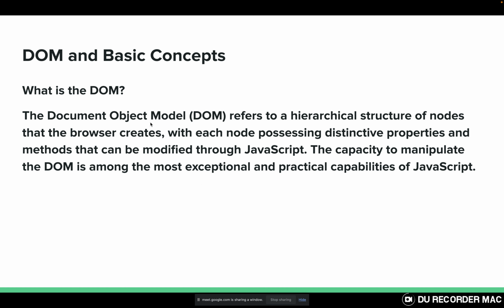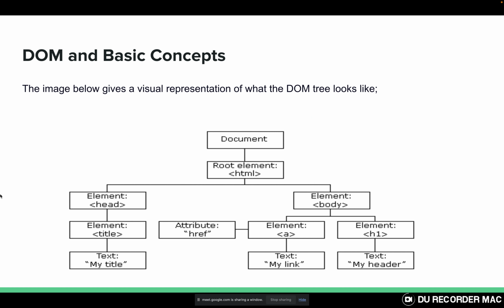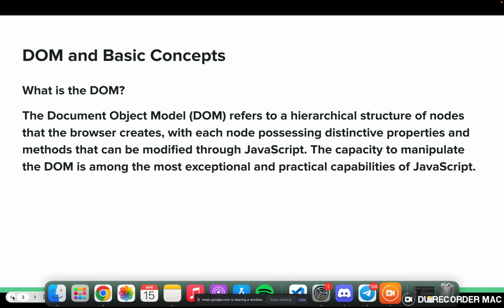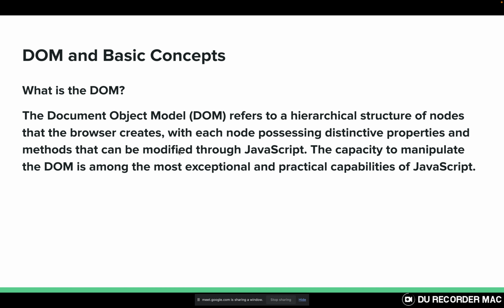So the document object model refers to a hierarchical structure of nodes that the browser creates, with each node possessing distinctive properties and methods that can be modified through JavaScript. The capacity to manipulate the DOM is among the most exceptional practical capabilities of JavaScript. So basically, if you think about your web page, for JavaScript to be able to access your web page, it does it through the DOM. Without the DOM, JavaScript won't be able to select elements on your web page and manipulate your web page.